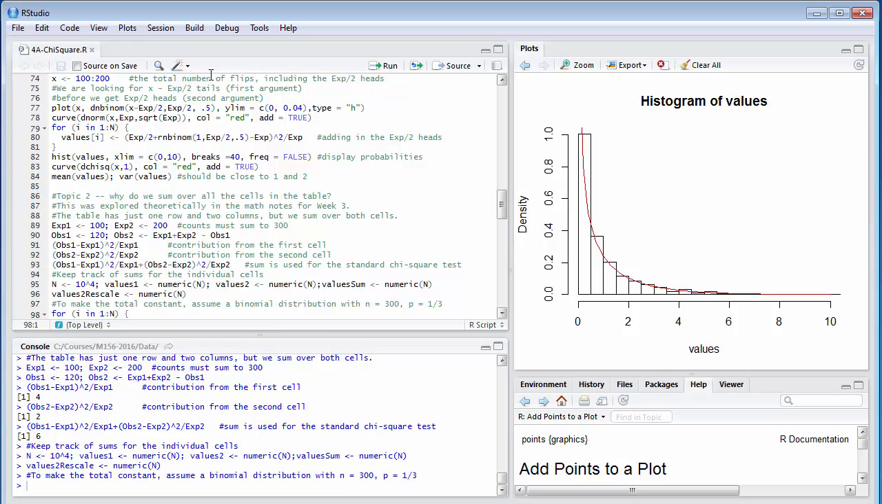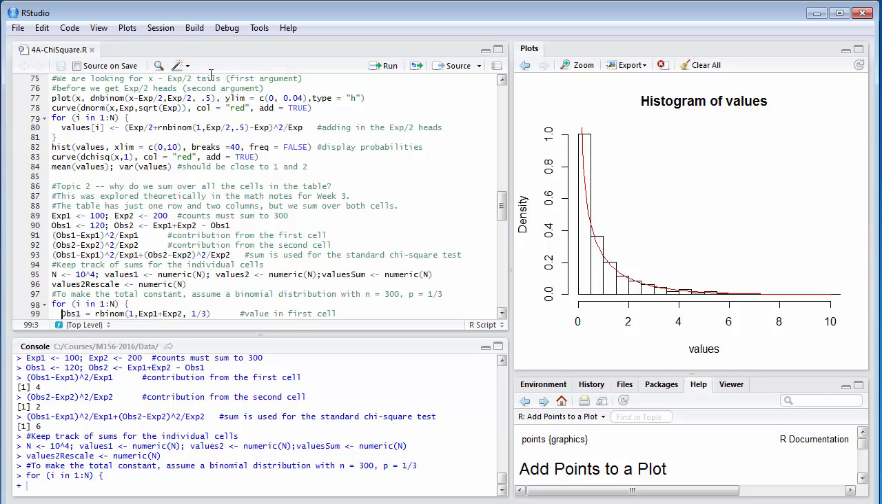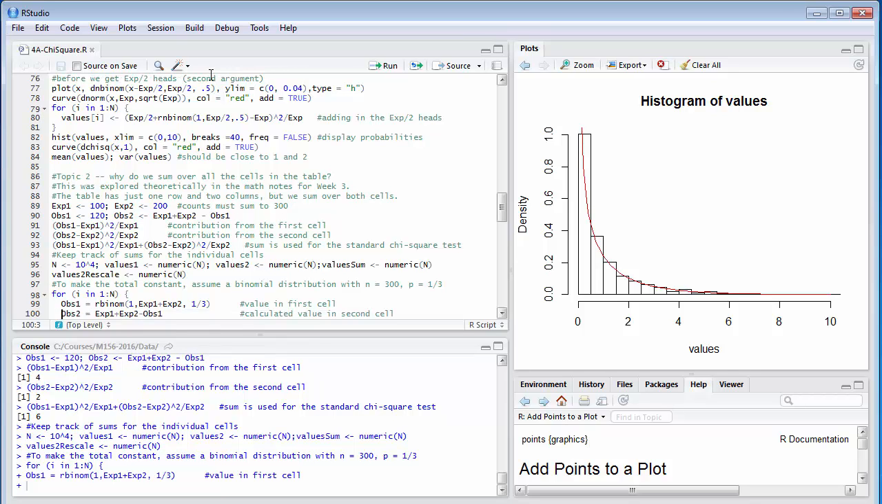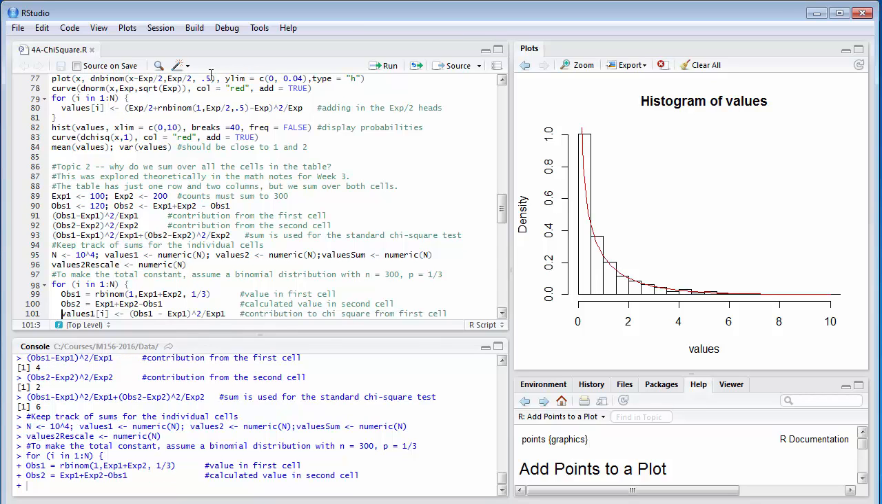That should give us an expected number of successes equal to 100, and an expected number of failures, which shows up in the second cell, equal to 200. So I generate my observation by using the R binom function with 300 total trials, probability 1/3 of success. I calculate the number of failures.